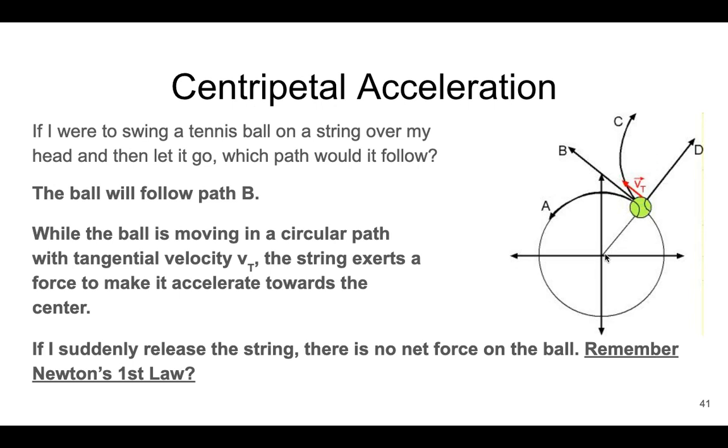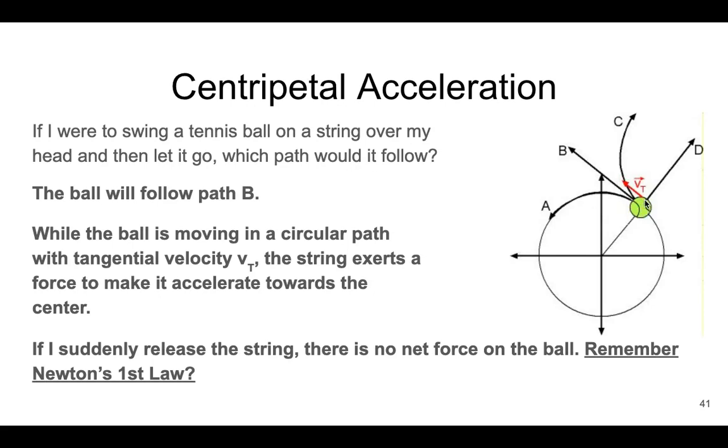As long as the string is here, it's providing centripetal acceleration, and that's going to keep the ball going in this path. So at this moment, the ball has tangential velocity this way, but it is also accelerating this way because of the string. If all of a sudden I release the string, there's no longer that string providing centripetal force, which is causing centripetal acceleration. So if I lose that, suddenly there's no net force on the ball.